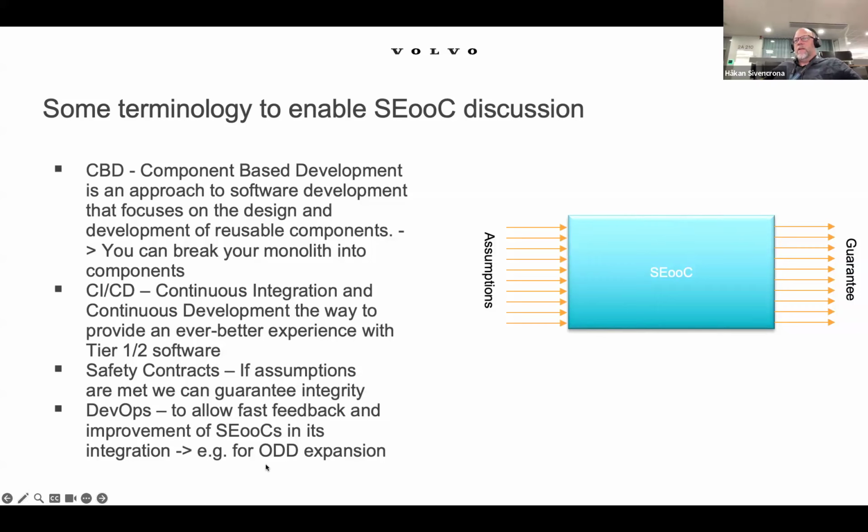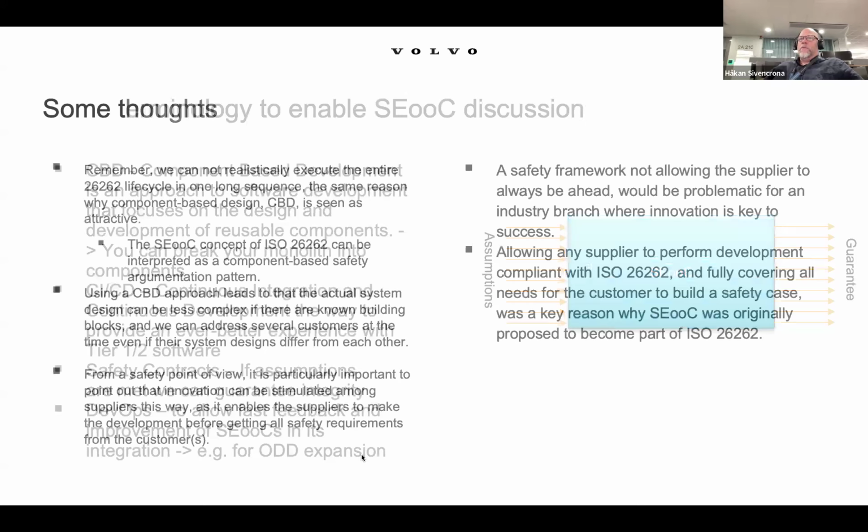So we can understand that it's good for the ODD expansion. If you have an ADAS that you would like to drive not at 50 kilometers per hour, but rather 60, well, what is changing then? It would be good to do this fast and not have too much regression happening, as it would be the case if you haven't thought of it before. Some thoughts, okay.